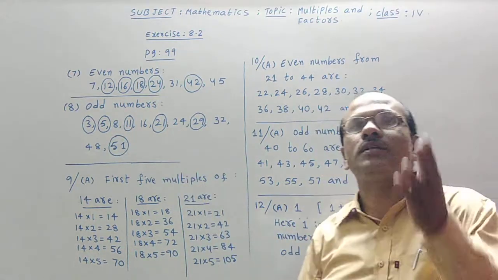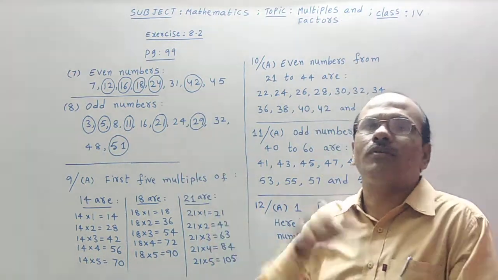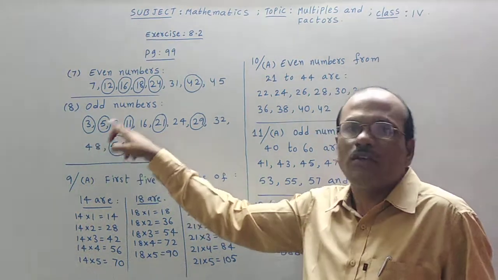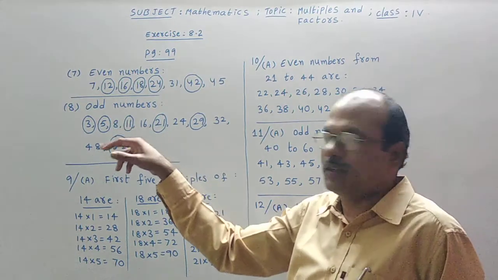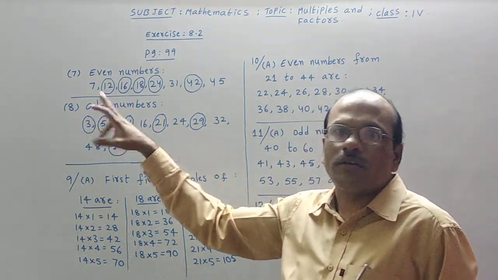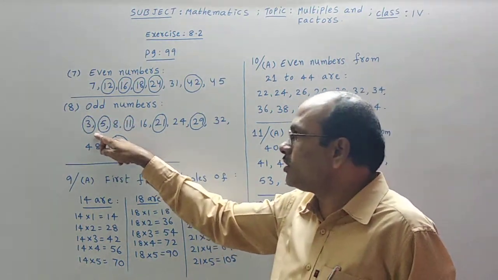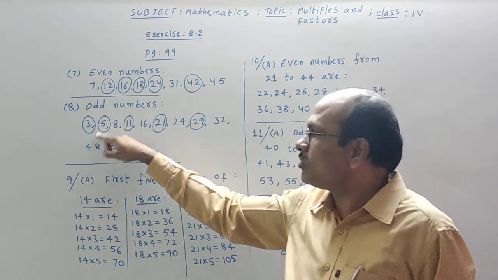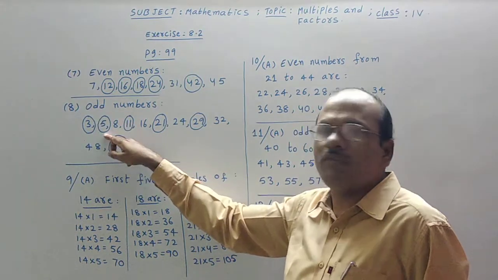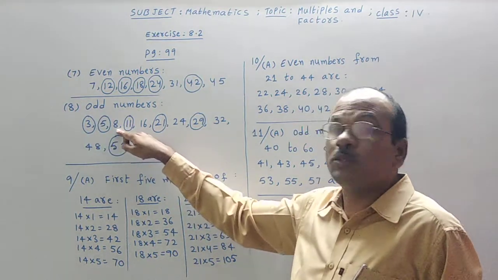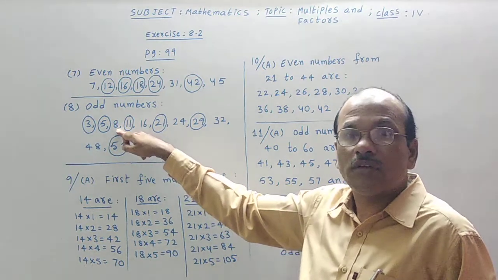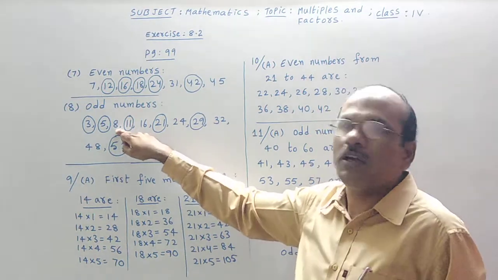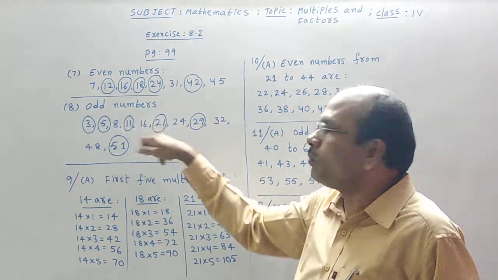Now in the 8th question, they told us to draw a circle around the odd numbers. That means numbers which are not multiples of 2 should be circled. It is 3. It is not possible in the 2 table. So draw a circle around 3. Same way around 5. Now 8 is possible in the 2 table, 2 4s are 8. That's why we cannot draw a circle around it, because it is an even number. Only odd numbers should be put in a circle.